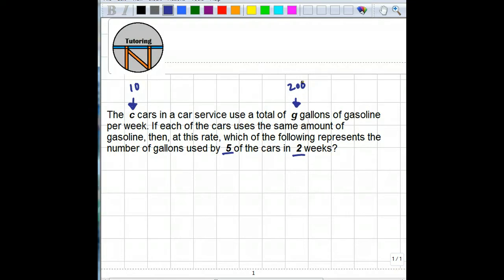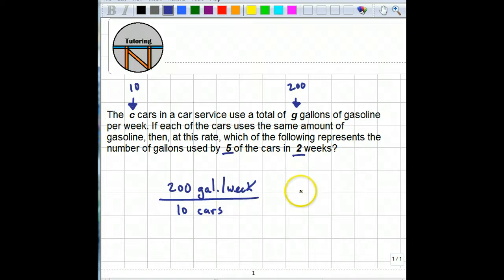So if I want to figure out how many gallons of gasoline are used by 5 cars in 2 weeks, I need to figure out how much gas one car is using in just 1 week. So I need to find a unit rate. So how would I figure out how much gasoline is used by one car in 1 week? Well, I take the number of gallons of gasoline per week. That's 200 gallons per week. And I would have to divide that by the number of cars that are using it. So that would be 10.